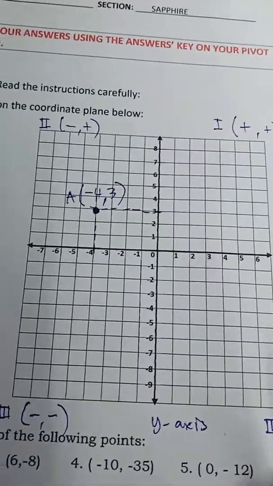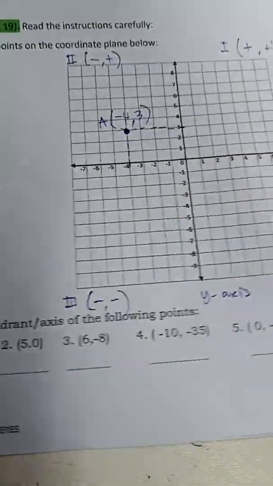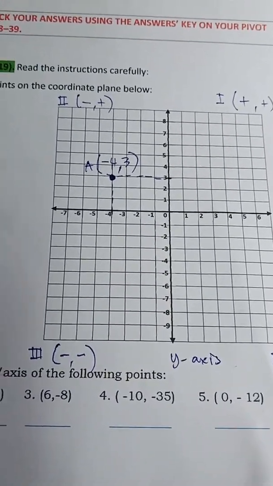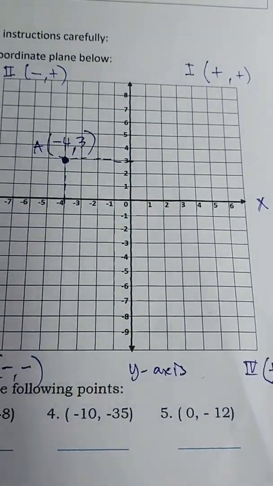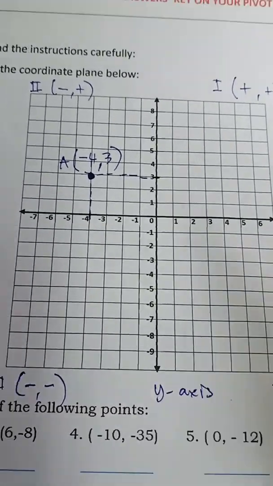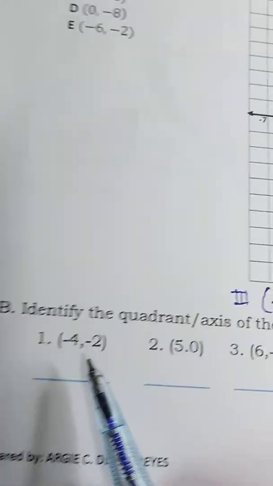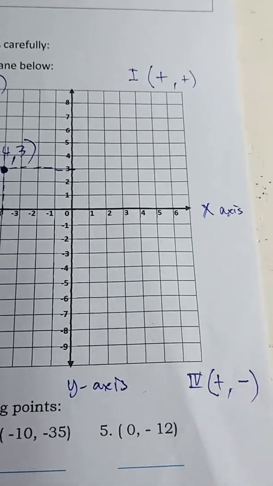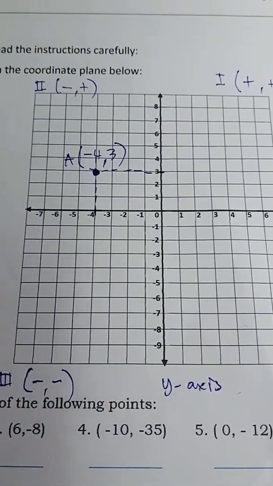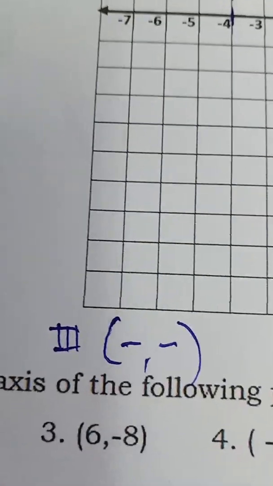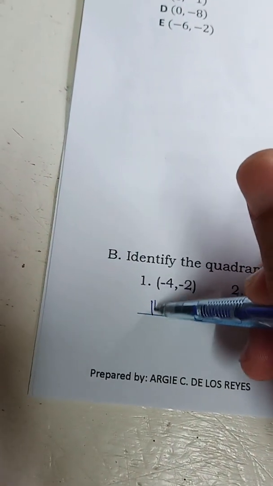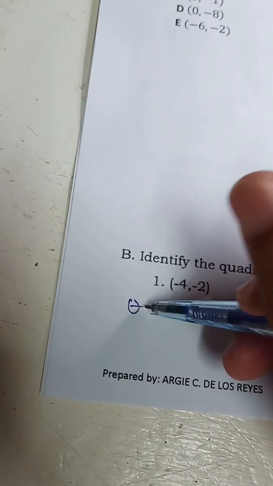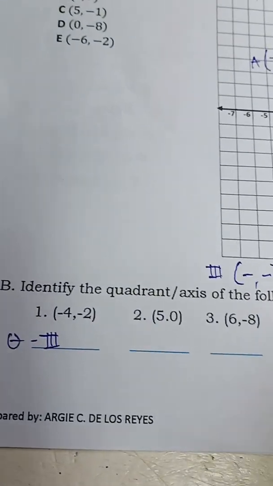So as you can see here in our illustration, may nilagay na tayong kung saan yung quadrant, tsaka yung saan yung mga signs. So negative and negative. So we will look for a quadrant na may negative and negative sign. So that's quadrant number 3. So ilalagay lang natin dito, class, na quadrant 3. Okay. So quadrant 3.